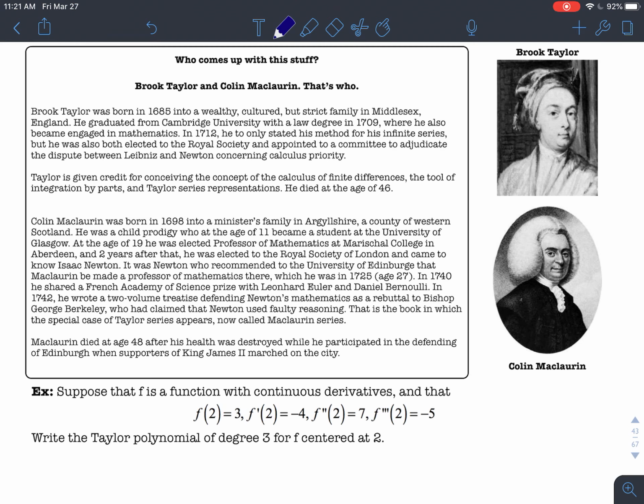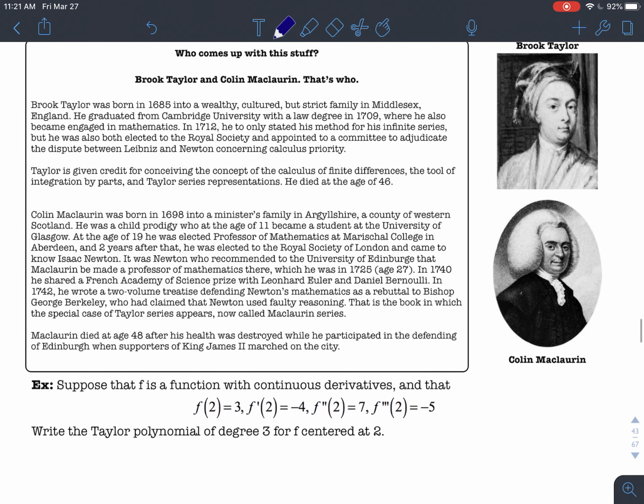So he was actually a child prodigy in math, and at the age of 11 went to the University of Glasgow, and at the age of 19 he was elected to become a professor of mathematics at the University of Aberdeen. Two years after that, he was also elected to the Royal Society of London and came to know Isaac Newton. And it was Newton who recommended to the University of Edinburgh that Maclaurin become a professor of mathematics there, which he was at the age of 27. Imagine becoming a professor of math at the University of Edinburgh at the age of 27.